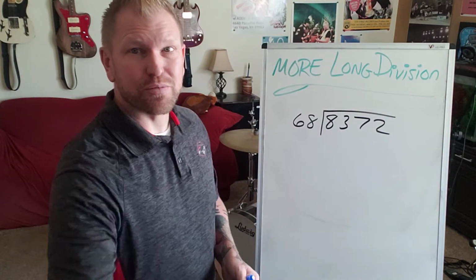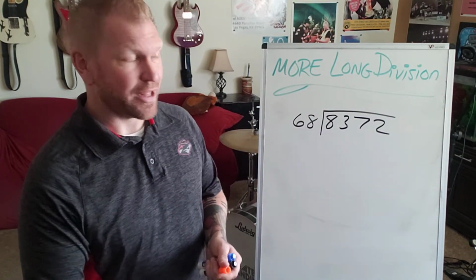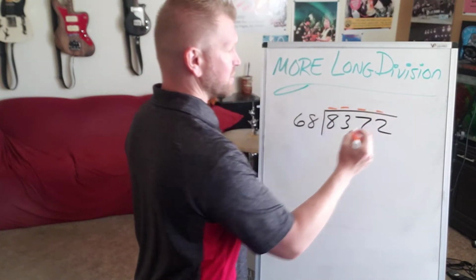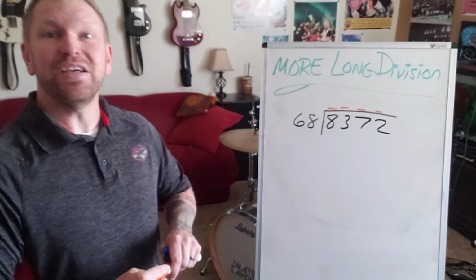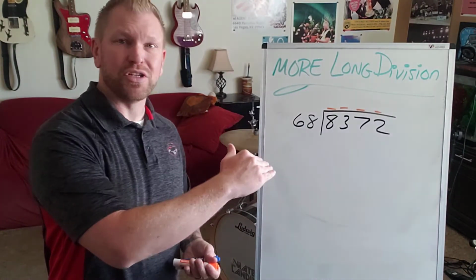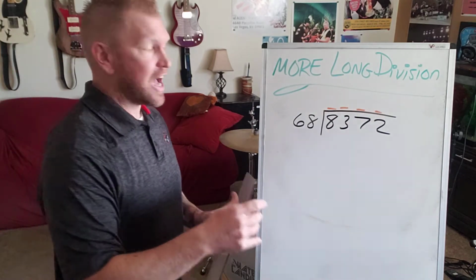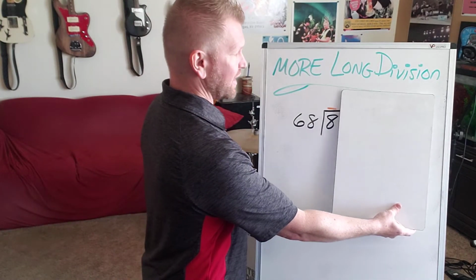So here's how we're going to do this problem. We're still going to start with the hangman blanks. We've got a blank for the thousands place, the hundreds place, tens and ones. So each digit in the dividend gets a blank in the quotient that goes above it. All right, so first, how many times will 68 divide into 8?